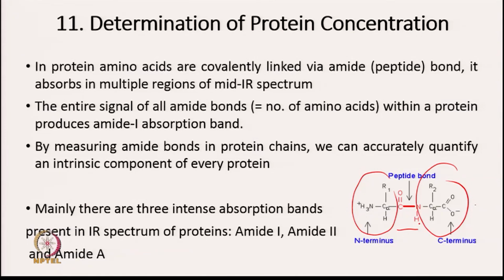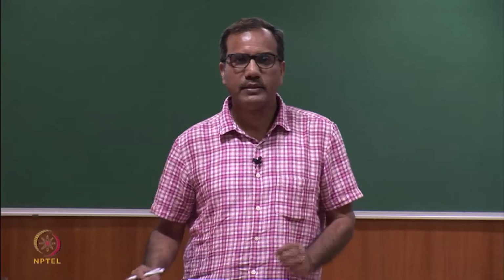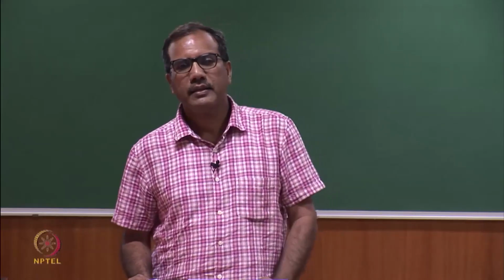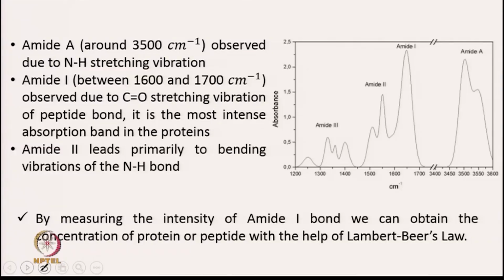There are 3 intense absorption bands in the IR spectrum of proteins, called the amide 1 band, amide 2 band and amide A band. Let us see what these 3 bands are. The amide A band is around 3500 centimeter inverse. So, this is your amide A band, and this is because of the NH stretching vibration.